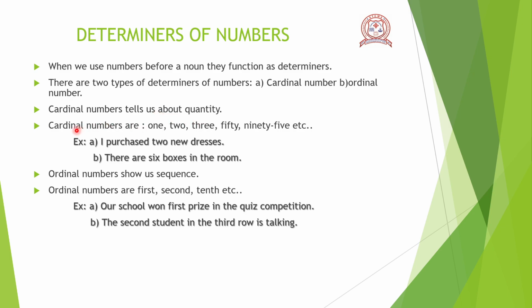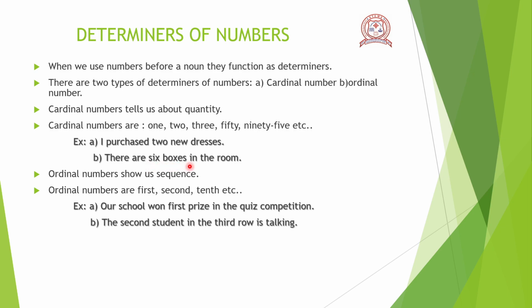For example, cardinal numbers are 1, 2, 3, 50, 95, etc. So that goes on unending. For example, I purchased 2 new dresses. Here, dresses is the noun and 2 is the determiner of number. How many dresses did you purchase? 2 dresses. So that is a quantity or the numbers.